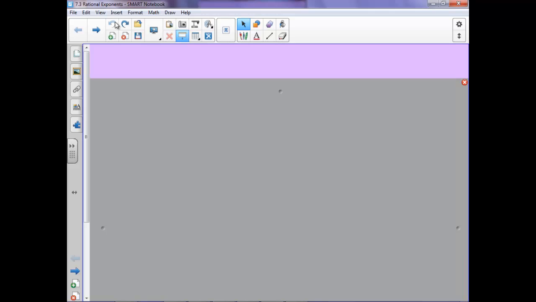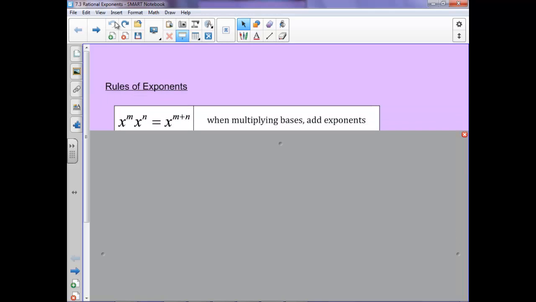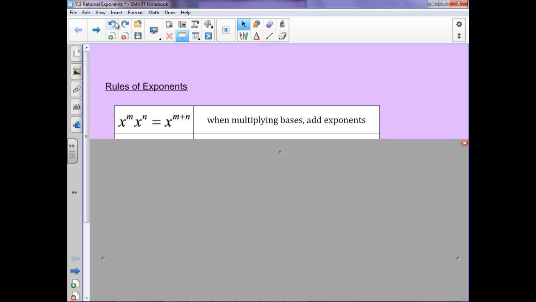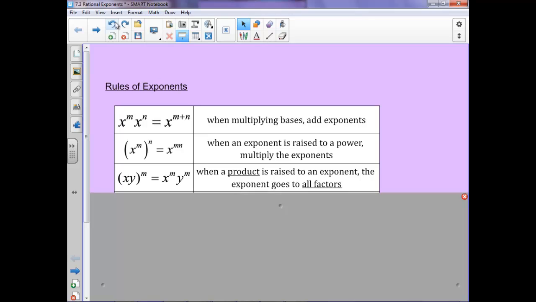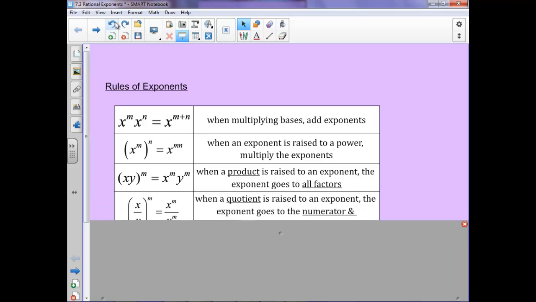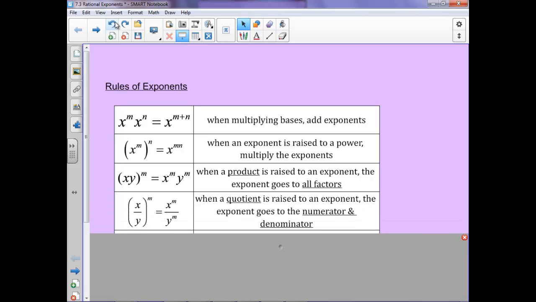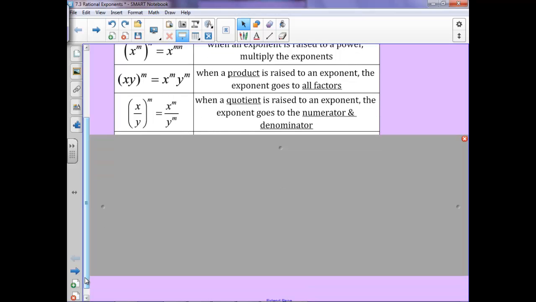So we are going to go ahead and review our rules of exponents. First off, when we multiply bases, we add our exponents. When we have a power to a power, you multiply your exponents. When you've got a product to an exponent, both factors will get the exponent. When we've got a fraction to an exponent, both your numerator and your denominator get that exponent.